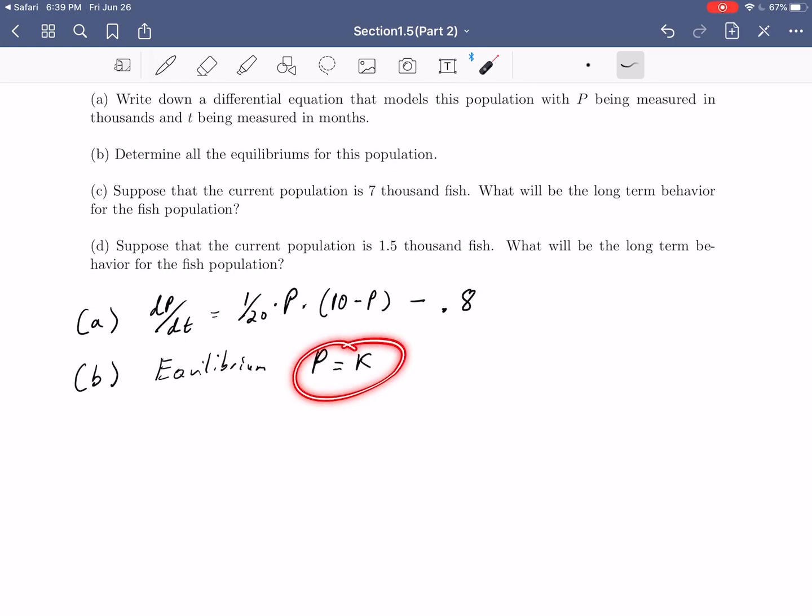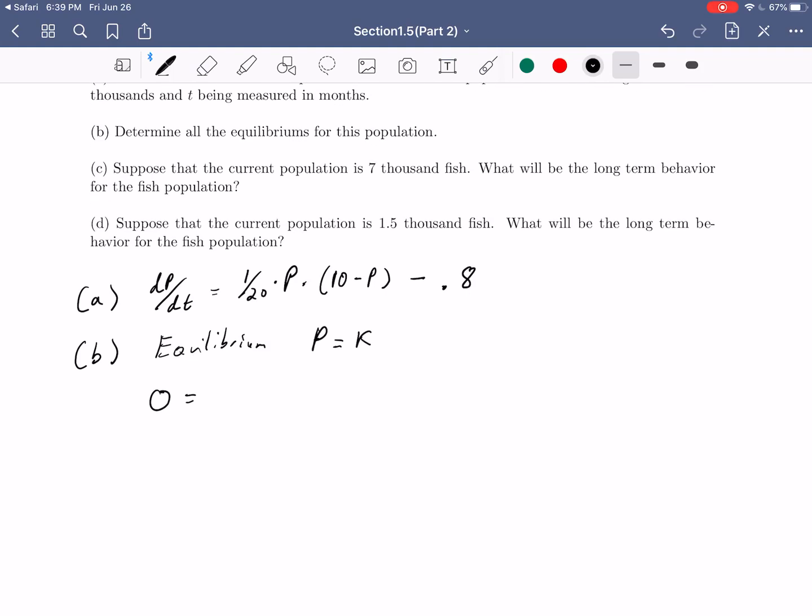So if P is a constant, then dp dt is going to be equal to 0. Remember, that also is why we call it an equilibrium. It's an equilibrium because the rate of change at that would be equal to 0. In other words, you wouldn't change at all. In other words, you'd be at an equilibrium. Over here, we can plug in the k. So we have 1 over 20 times k times 10 minus k minus 0.8. So we just need to go ahead and solve that.